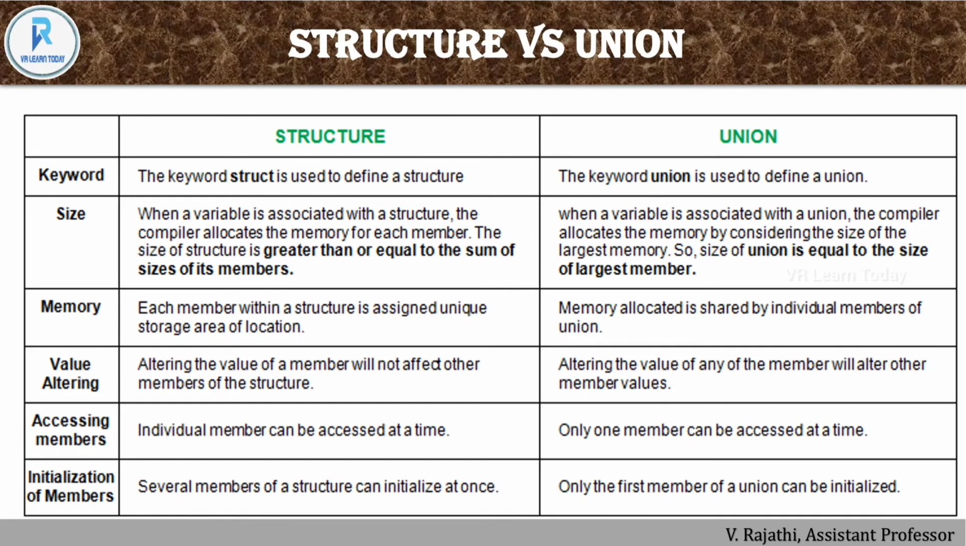In memory, each member within a structure is assigned a unique storage location. In a union, the memory location is shared by the individual members, and altering one value affects the others.